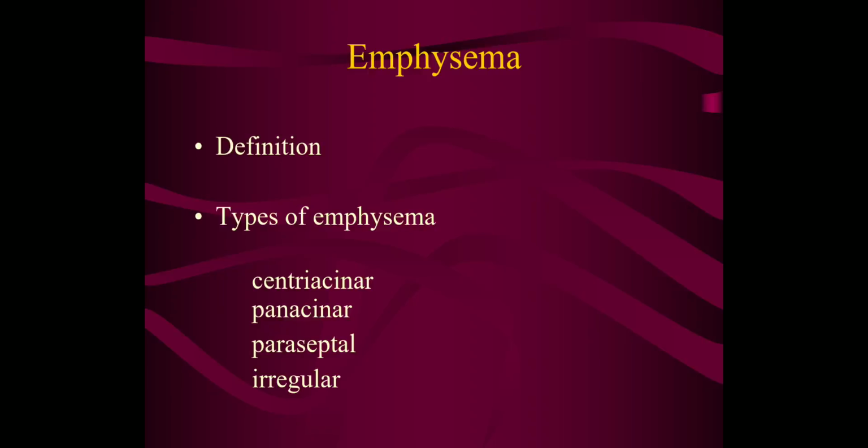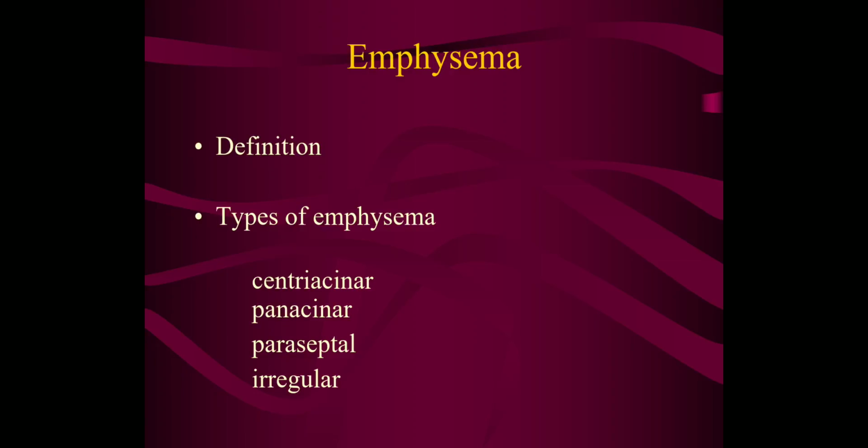So, what is emphysema? The definition is very important. It is an abnormal permanent dilatation of air spaces distal to the terminal bronchioles, which is also accompanied by a destruction of the alveolar septa. So there is destruction of the alveolar septa, and dilatation of the air spaces distal to the terminal bronchiole.